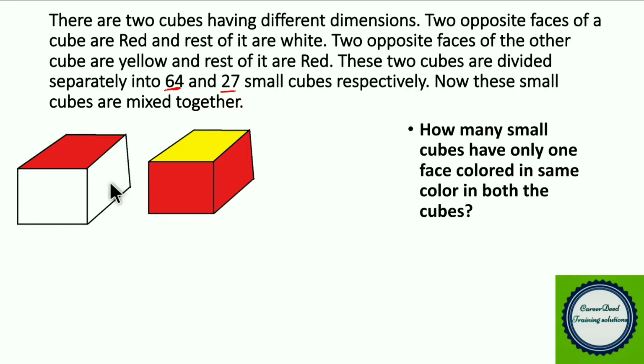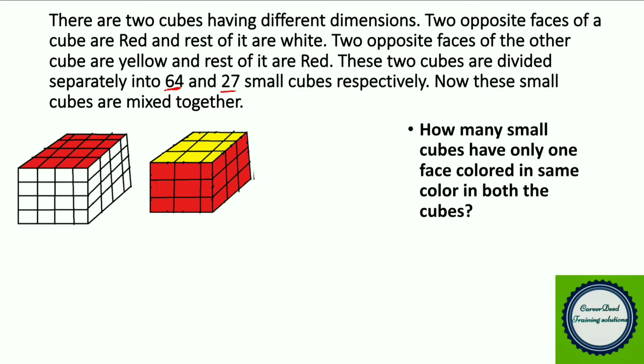Now you are cutting the first cube into 64 equal parts and the second cube into 27 equal parts. See, both the cubes are of different dimensions. It means both are not the same sized cubes. Okay, now you have to cut like this. You are totally cutting it into 64 equal parts. So the first cube is cut into 64 equal parts.